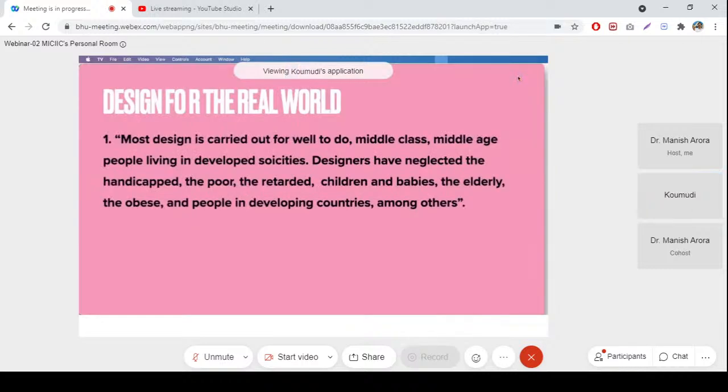Even though we have so many handicaps, the market and the design industry continues to cater to the largest group of consumers, which it considers to be normal. He says most design is carried out for well to do, middle class, middle aged people living in developed societies. Designers have neglected the handicapped, the poor, the retarded, the children, the babies, the elderly, the obese, and people in developing countries, amongst others.